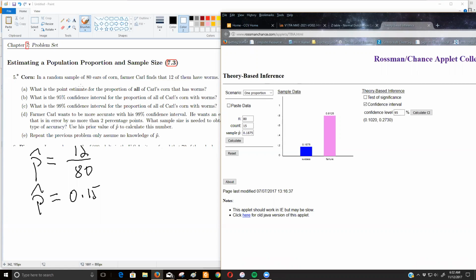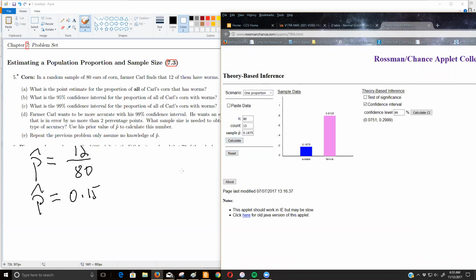And now what about for the next part? Well, for the 99% confidence interval, the beautiful thing about the applet is it does the adjustment for you. I'm going to change my level of confidence to 0.99. Notice it's a little wider. It's between 7.5% and basically 30% of the ears will have worms. 30% is getting a little high, I don't know if I'd want to go buy corn from Carl. Okay, so that's A and B. It's that easy with the applet. You just got to make sure you select the right scenario. In this case, we have one proportion, and then you need your X and your N.